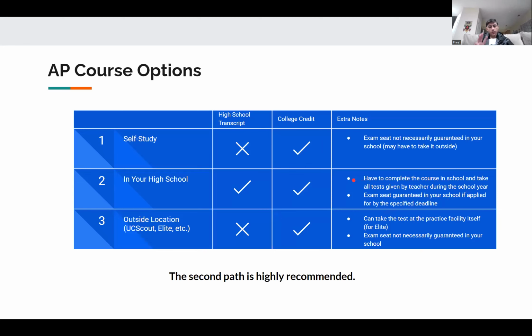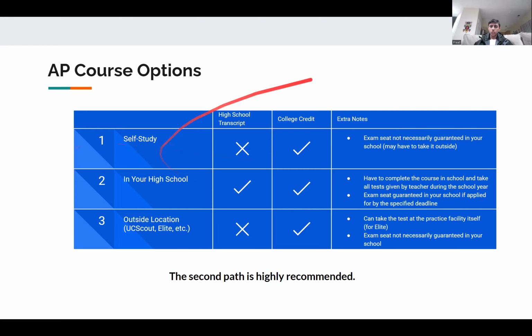All right, so there's three options for courses, for AP courses in particular. One, you can self-study them. Two, you can take them in your high school, in your class, between one of your 1 through 8 periods, 1 through 7, 1 through 6, depending on the high school. Or three, you can take it at an outside location like UC Scout and Elite, and you can still get the units for that.